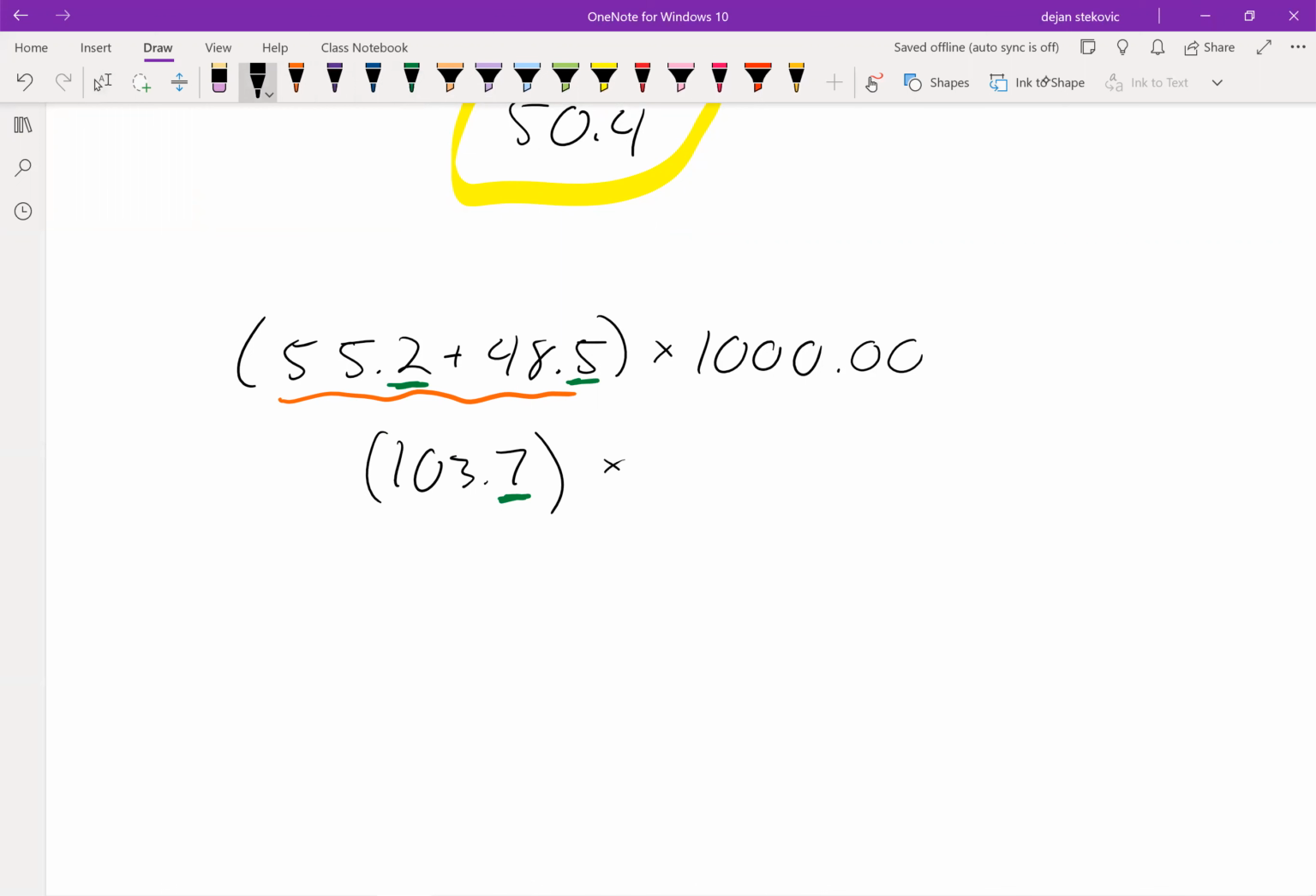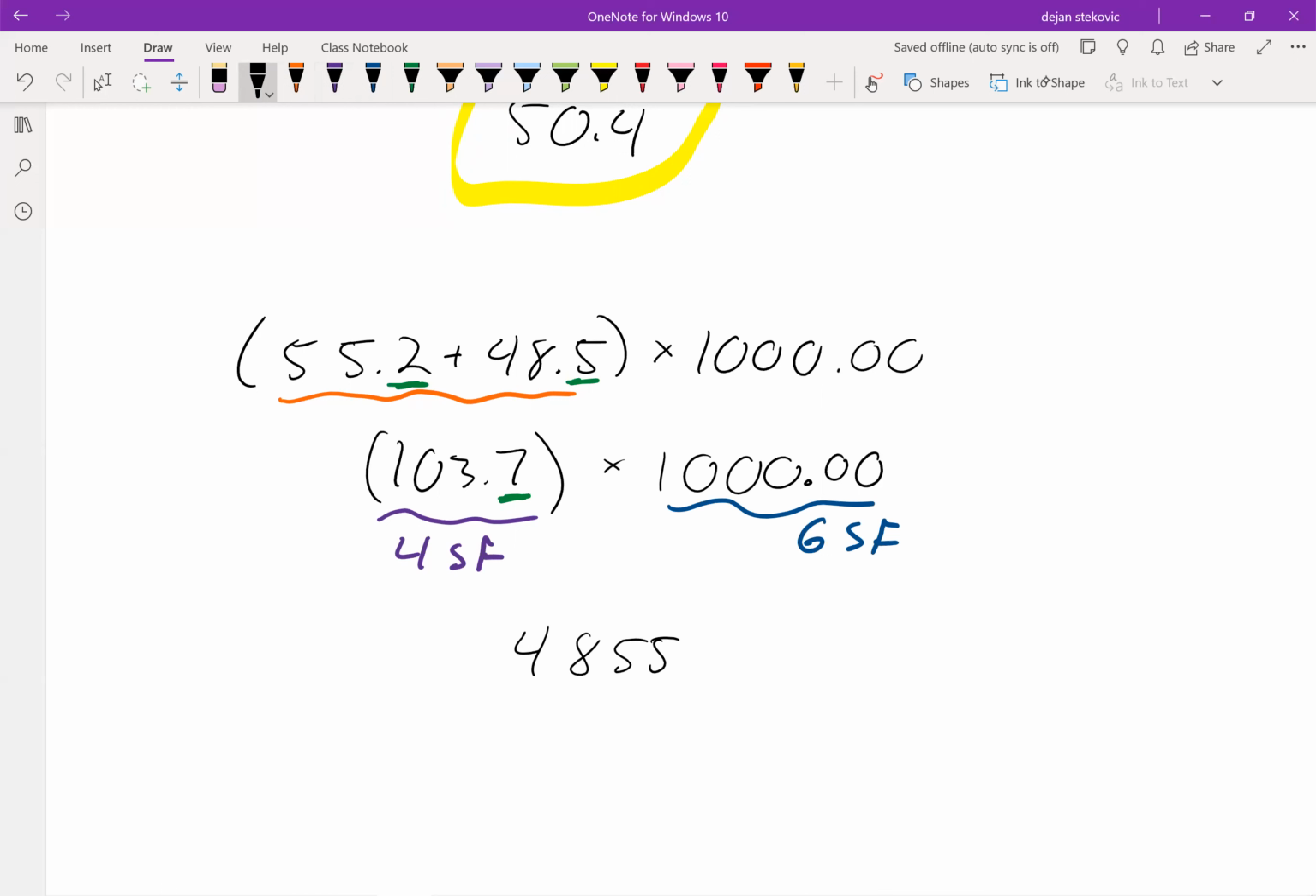And then we're going to multiply this by our 1000.00, which has zeros to the right of the decimal, so they're all sig figs. So this one over here has 6 sig figs. This one over here has 4 sig figs, and we're doing a multiplication, so we want to have the least number of sig figs. So 48555.2 is what your calculator is going to tell you. And then we need to round to the fourth sig fig, which is that 5 right there. So this becomes 48560, right?